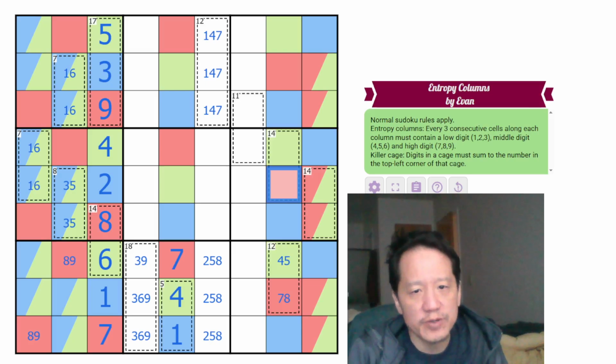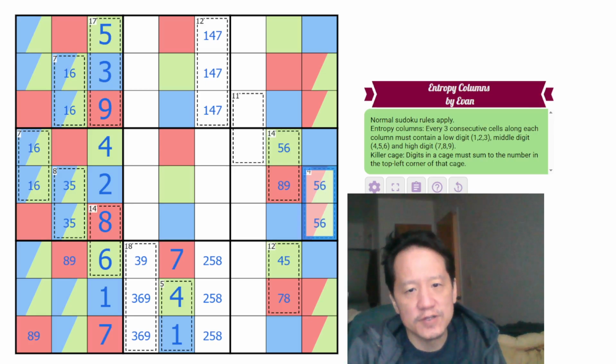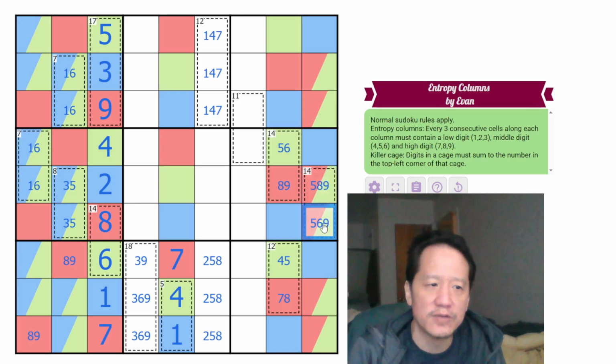This then has to be 8 or 9. This is 5 or 6. This could be 7, 8, or 9, and this could be 4, 5, or 6. We don't know. This is 5, 6, 8, or 9. This is 5, 6, 8, or 9. This can't be 8, so therefore this can't be 6, because if this were 6, it would only be with 8 here, and that's not possible.